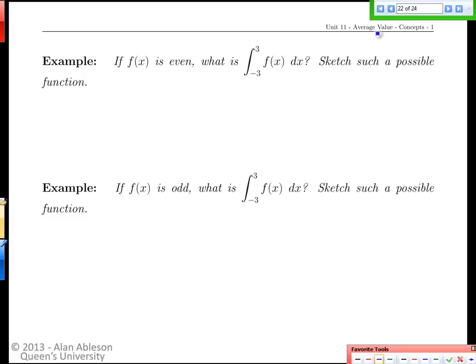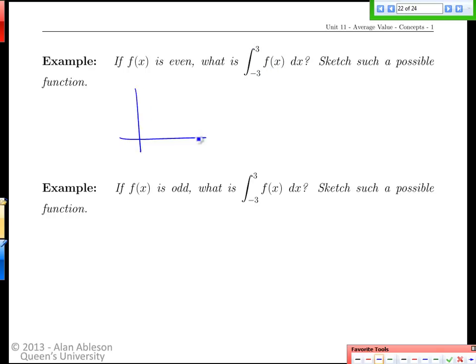Looking further at some of the concepts related to average values, which will appear in the practice problems, is reviewing some of our ideas about even and odd functions and how they might relate to this average value calculation. So if f is even, what is the average value of f of x from -3 to 3?